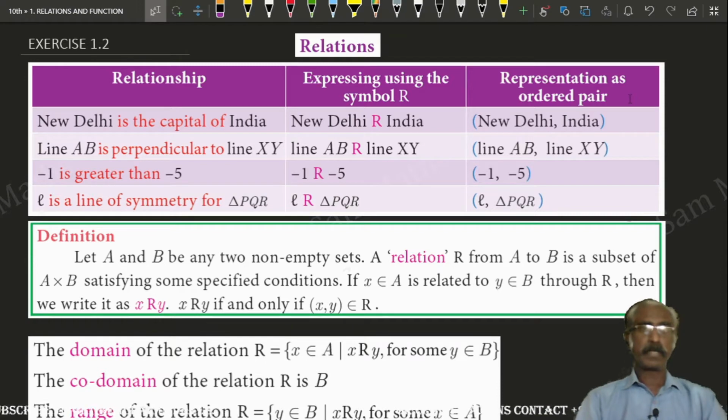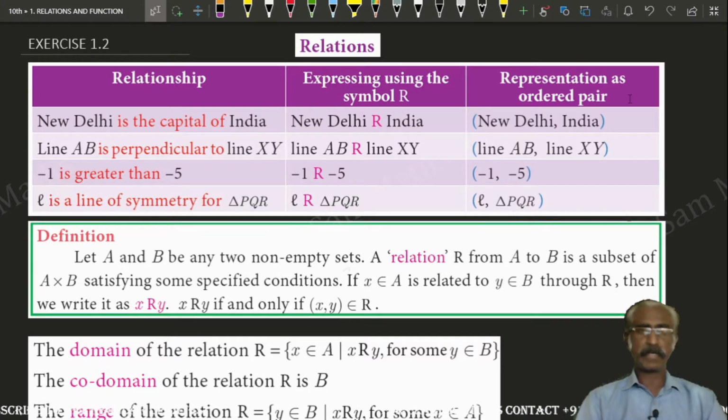Next one, L is a line of symmetry for triangle PQR. Line L is related with triangle PQR. Here the relation is a line of symmetry for. Order pair is L, triangle PQR.